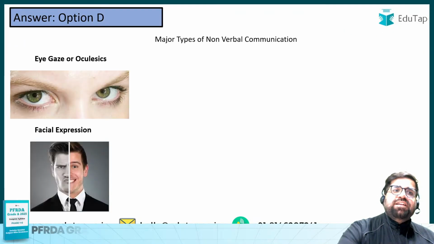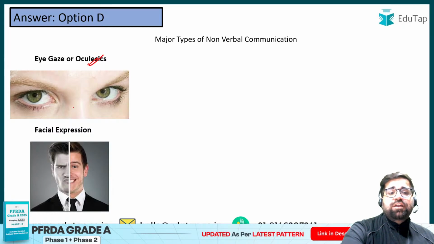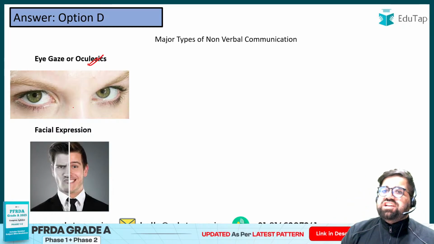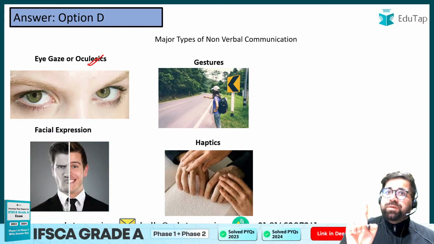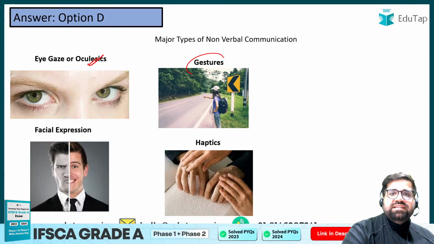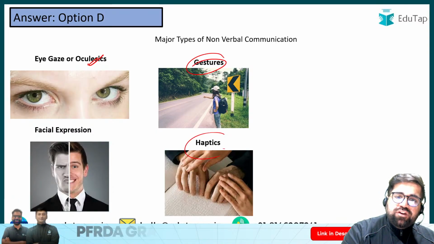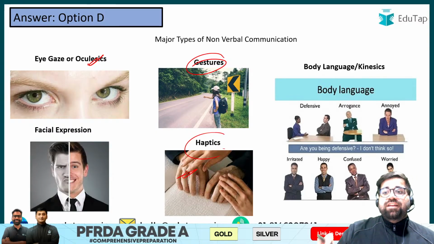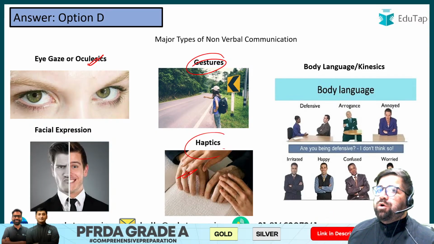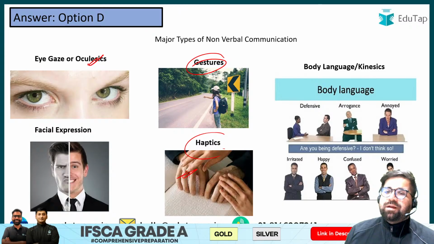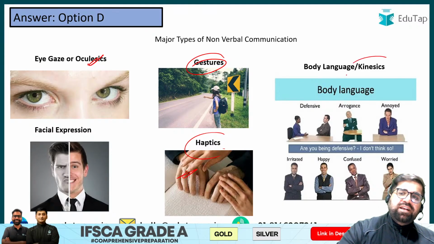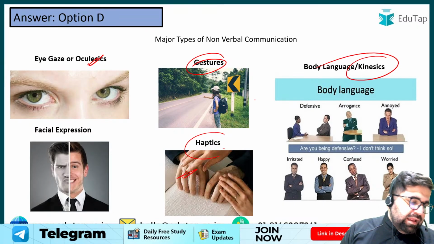I again say, when it comes to eyes, it's oculics. When it comes to only the face, it's facial expressions. When it comes to the movement of one particular body part, it's gesture. When it comes to touch of hand, it's haptics. But if everything is happening in your body, all of your body parts are moving and communicating a message, then definitely it will be kinesics, which is your body language.